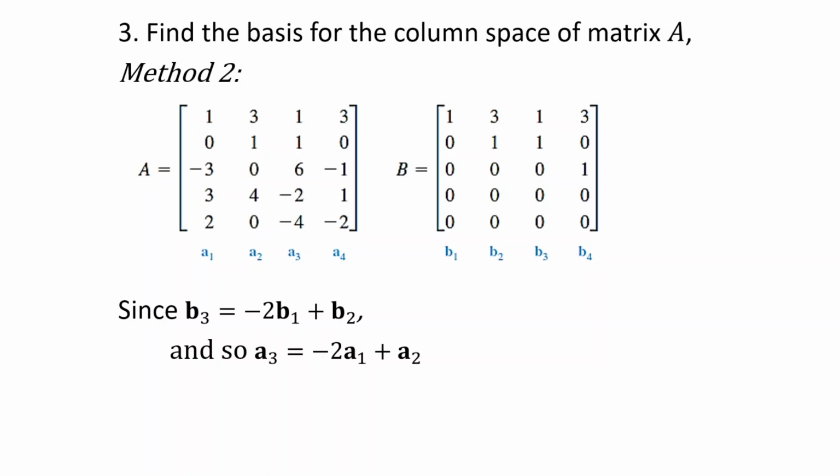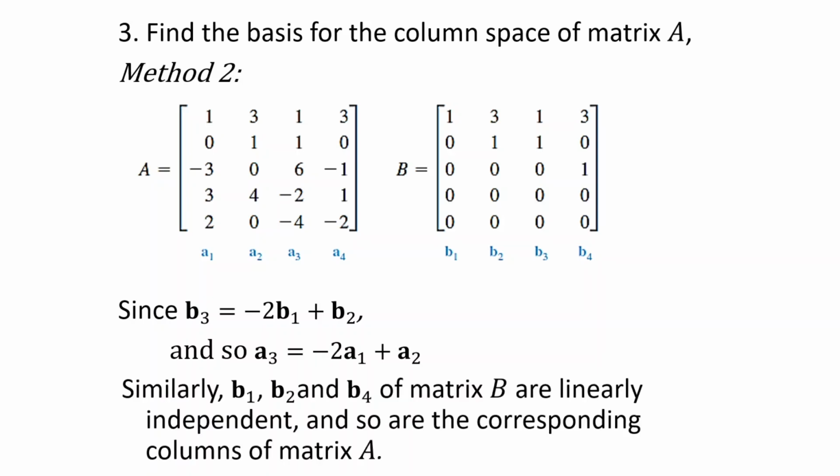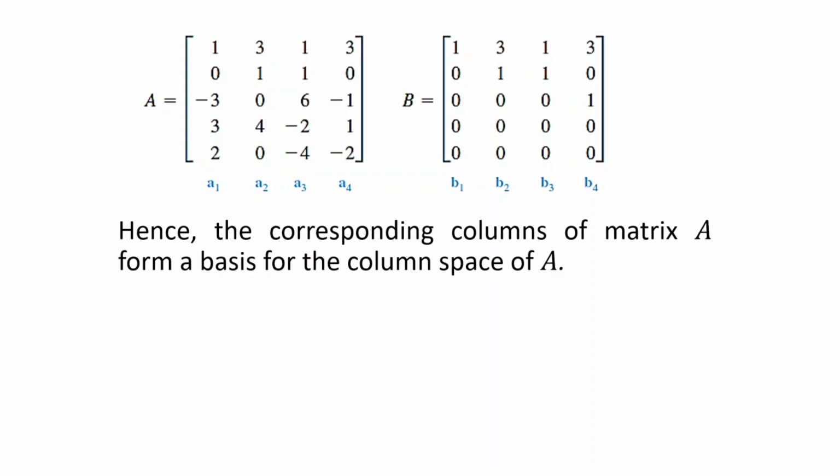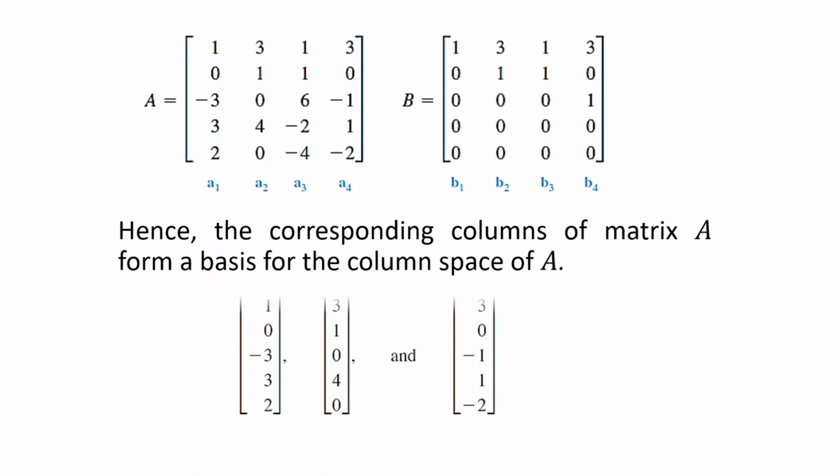Also, you can check that the columns B sub 1, B sub 2, and B sub 4 of matrix B are linearly independent, and so are the corresponding columns of matrix A. Therefore, the corresponding columns of A, which are the columns A sub 1, A sub 2, and A sub 4, form a basis for the column space of A. We have the following column vectors.